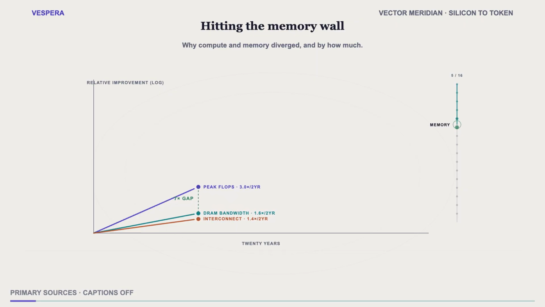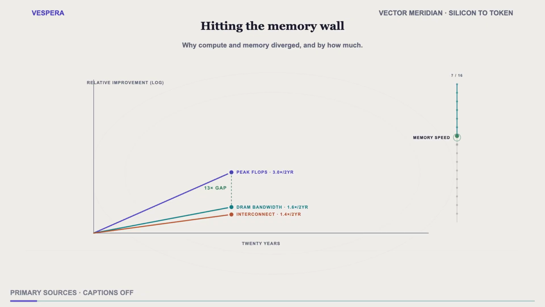Here's the modern version of that divergence, and it is the single most important number in this film. Golami and colleagues, analyzing two decades of hardware, report that peak server flops scaled at 3 times every 2 years, while DRAM bandwidth scaled at 1.6 times and interconnect bandwidth at 1.4 times over the same period. Sit with those three numbers.